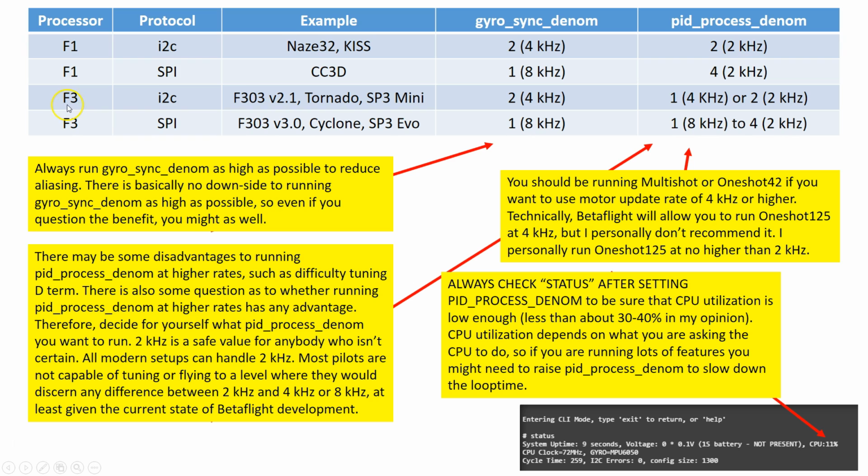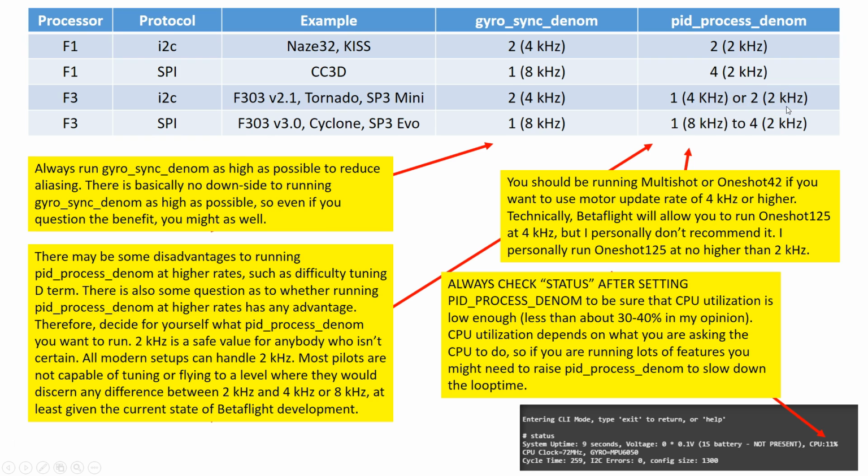If you have an F3 board with an I2C interface, such as the FPV Model F303 v2.0, 2.1, or even 1.0, the Moto Tornado, or the SP Racing F3 Mini, then again, because of the limitations of the I2C interface, your gyro rate cannot be faster than 4 kilohertz, a gyro sync denom of 2. Your PID process denom can be either 1 for a 4 kilohertz or 2 for a 2 kilohertz rate. It's possible you could also do a 2.6 kilohertz rate. I'm not sure what the denom would be there, but anyway, it can be either 4 kilohertz or 2 kilohertz.